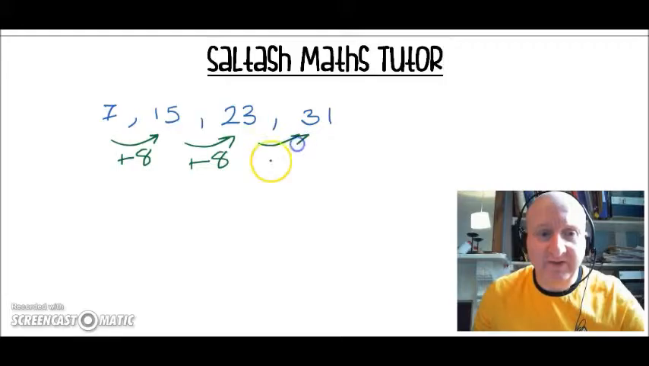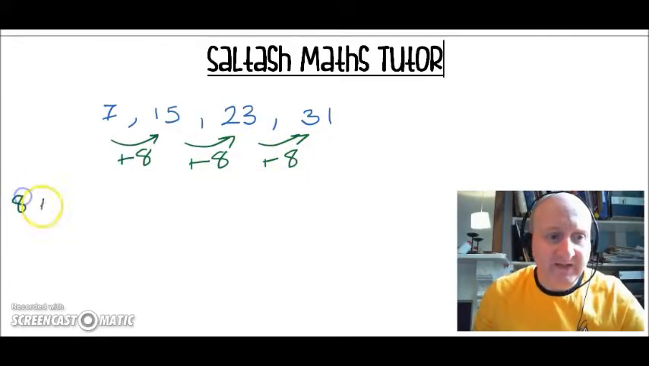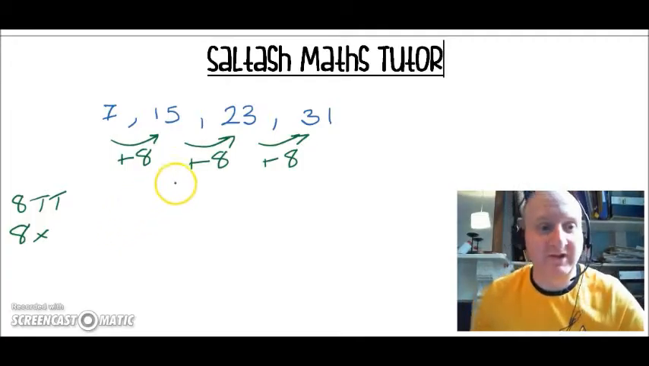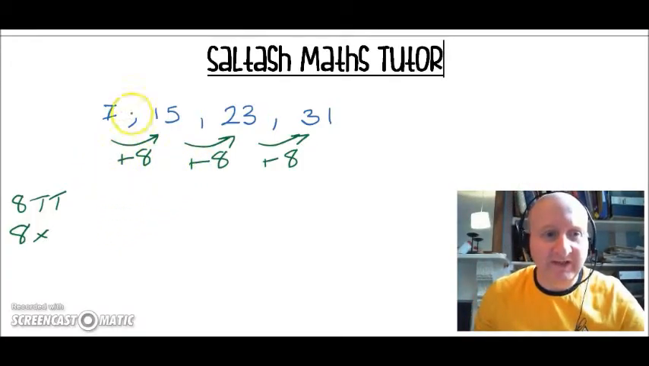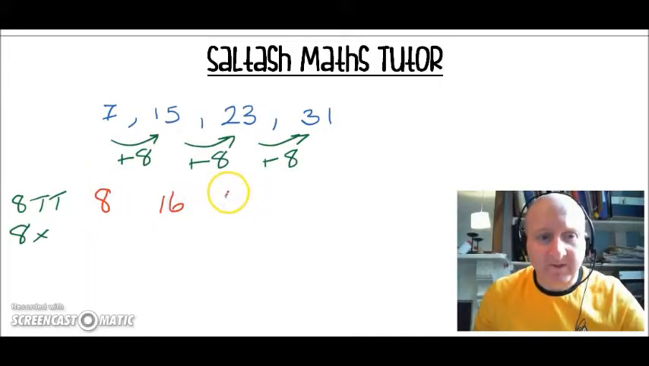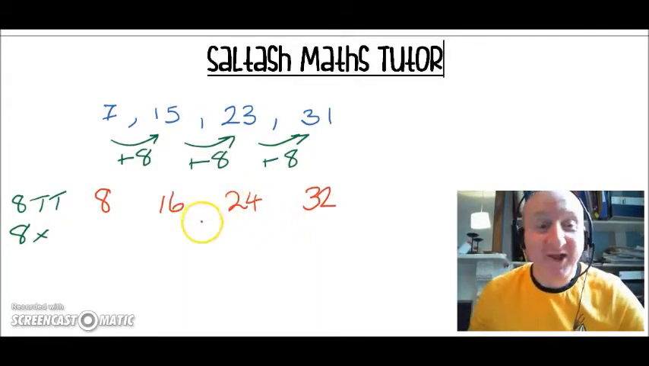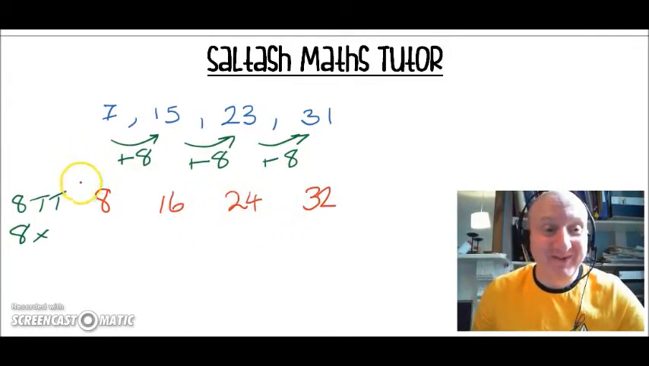And 23 to 31, yeah, that's plus 8 as well. So it's the 8 times table. I suppose I could write that as the 8 times table. That would look a bit more mathematical, wouldn't it? So what is the 8 times table? Well, the 8 times table is 8, 16, 24, and 32. I forgot what the 8 times table was myself then.